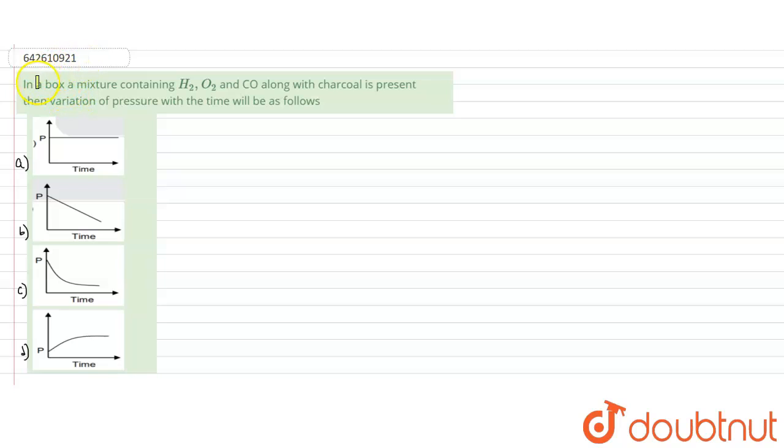Hello. So the question is saying that in a box there is a mixture containing H2, O2 and CO gases, along with charcoal. We have to tell what the variation of pressure with time will be. Here are the graphs, and we have to find out the nature of the graph. So let's see what is actually happening here.